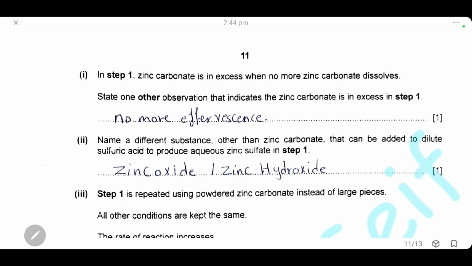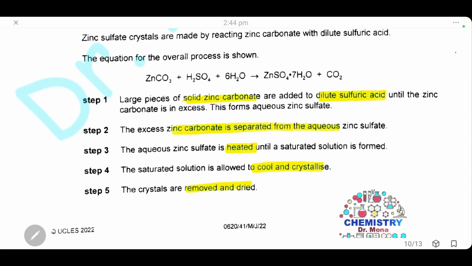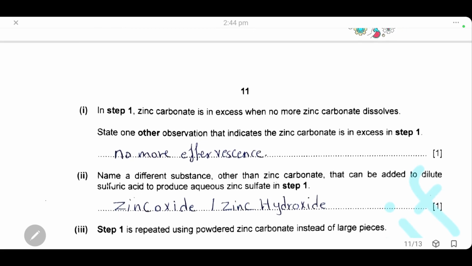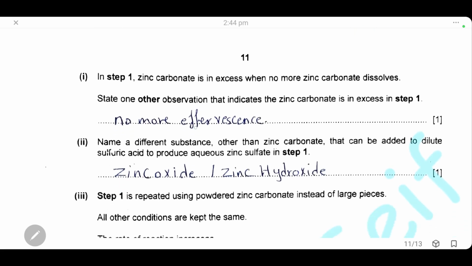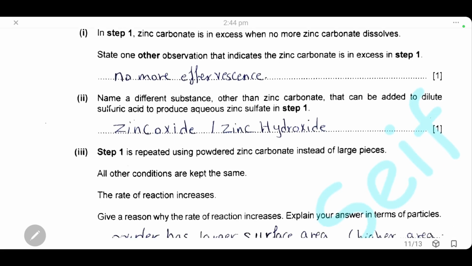So in step 1, zinc carbonate is in excess when no more zinc carbonate dissolves in sulfuric acid. State another observation that indicates that the zinc carbonate is in excess. So we are reacting zinc carbonate with sulfuric acid until no more zinc carbonate is dissolved, and the other observation will be no more fizzing or effervescence of carbon dioxide. That means no more reaction. All sulfuric acid is used up, and now zinc carbonate is in excess. So the other observation is that there is no more effervescence or fizzing.